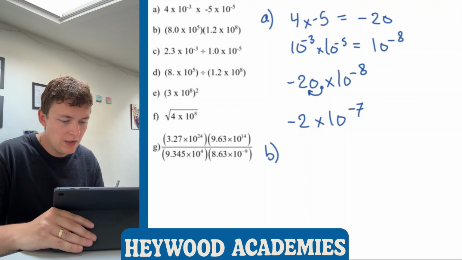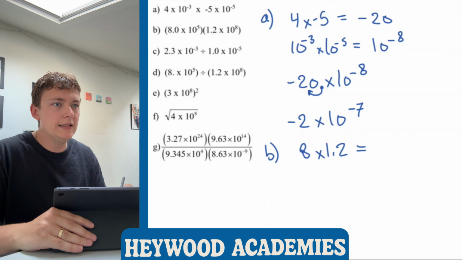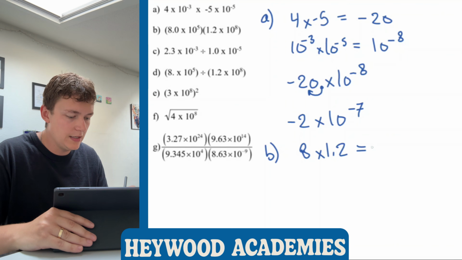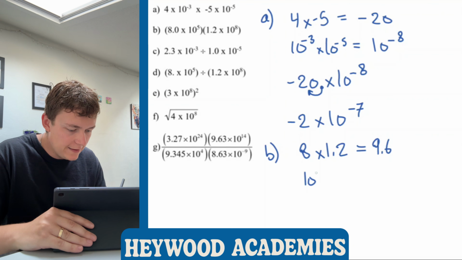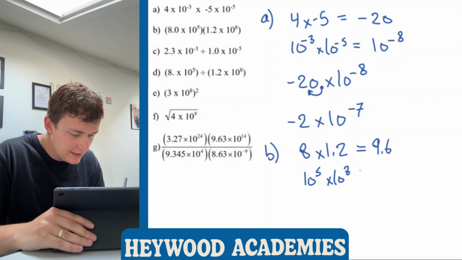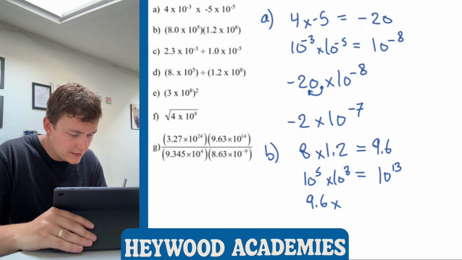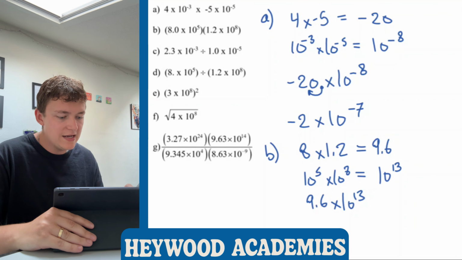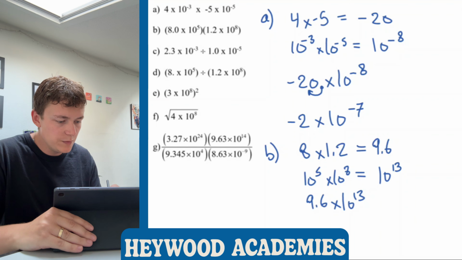Okay, for part B, same sort of deal here. We've got 8 times 1.2. We can calculate that. We'll get 9.6. And then 10 to the 5 times 10 to the 8. We'll add 5 and 8 to get 10 to the power of 13. So our answer here should be 9.6 times 10 to the power of 13. This one, the decimal is already in the right place, so we don't have to worry about shuffling that decimal around. So we can just leave our answer like that, and we'll be good to go.